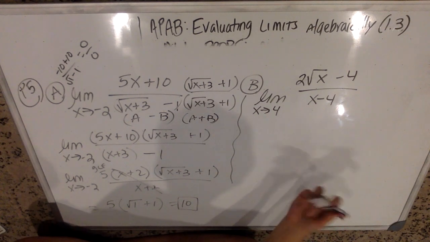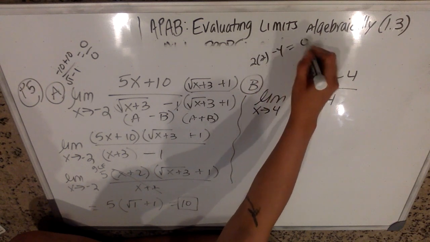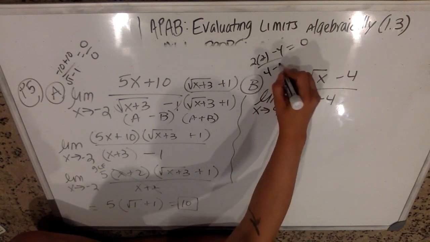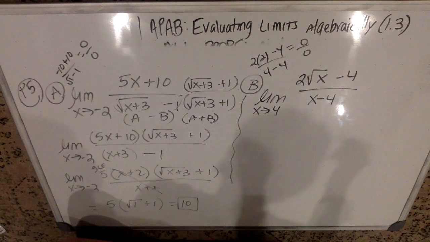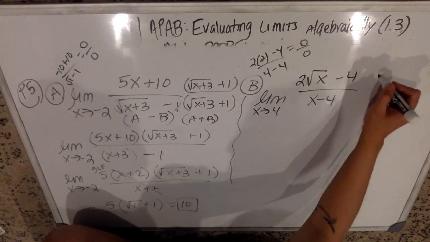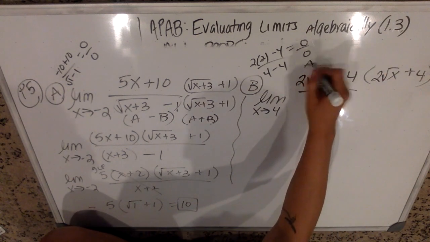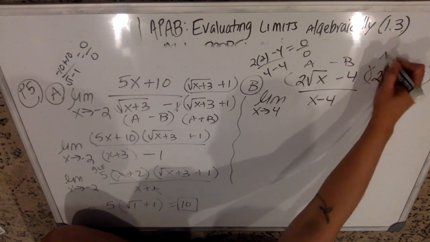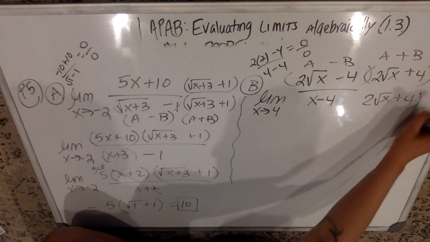All right, so same thing, I plug in, I get 2 times 2 minus 4, which is totally a 0, on top of a 4 minus 4, which is totally a 0. So I know that I'm going to have to simplify, and I do that by creating a difference of squares. So I'm going to times the top by 2 root x plus a 4, right, because this is my a minus b, and I want to multiply by a plus b. And I'm going to do the same thing on the bottom, 2 root x plus 4, right?